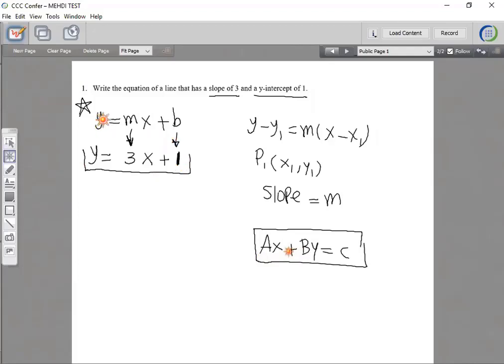So for the most part, you want to write y is equal to mx plus b and look for the y-intercept and the slope. In this case, both of these are given to us. We're going to use this, and that would be the equation of the line.